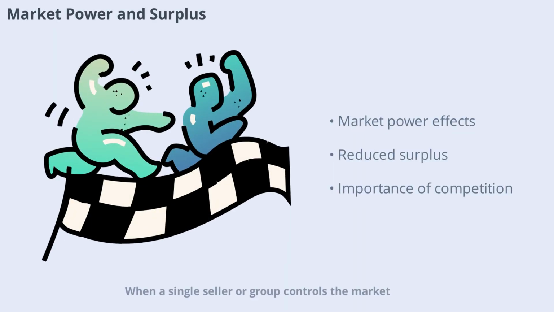When a single seller or group controls the market, they can set prices above competitive levels. This reduces consumer surplus and creates deadweight loss. Market power, like that of monopolies, often leads to less total surplus and less economic welfare. Competition is key to maximizing surplus and ensuring fair outcomes.